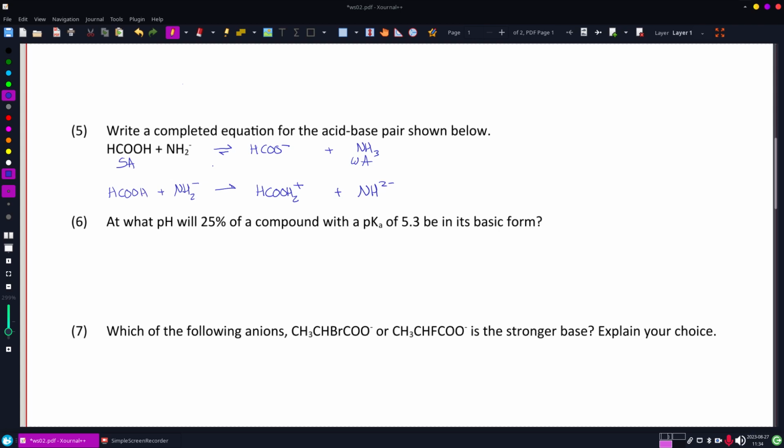All right, on our next one, my HCOOH and the HCOOH2 plus, the HCOOH2 plus would end up being an acid because it's got more hydrogens. And between the NH2 minus and the NH2, how would we point these out? NH2, so with two hydrogens, negative charge, versus NH2 minus, this side would be the acid.